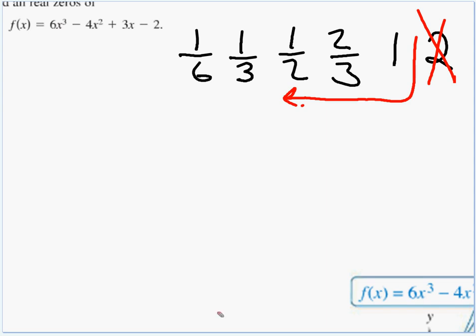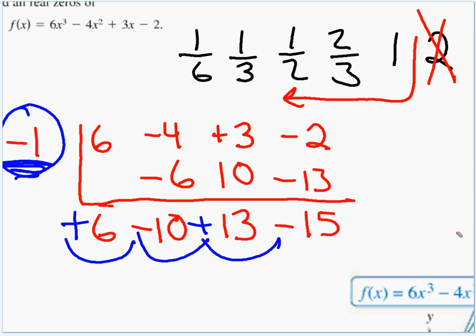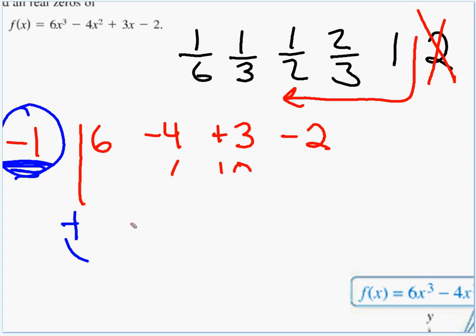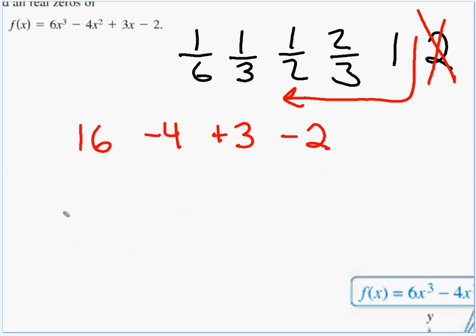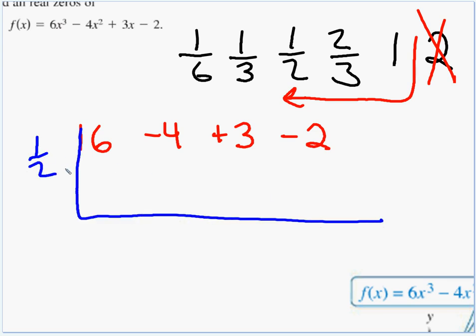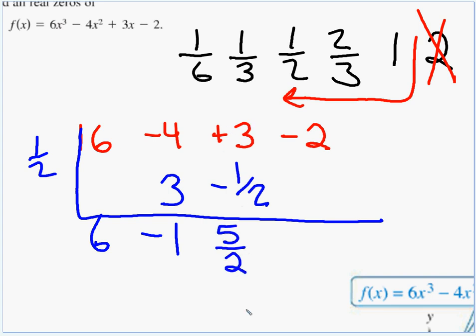So let's just try a nice fraction to work with. Ooh, I shouldn't have erased all that. Would be positive 1/2. Let's get rid of this, and let's try positive 1/2. 1/2, bring down the 6. Half of 6 is 3. Add that, you get a -1. Half a -1 is -1. 3 minus 1/2 is 2.5, or that would be 5/2.